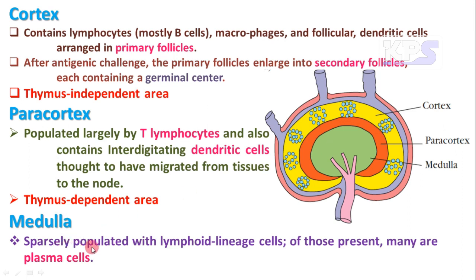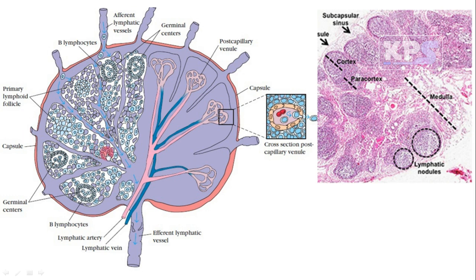Then the medulla, the innermost region, is sparsely populated with lymphoid lineage cells. Of those present, many are plasma cells. This medulla is very sparsely populated with lymphocytes, but the cells present here are mostly plasma cells. Plasma cells are cells which can secrete antibodies.